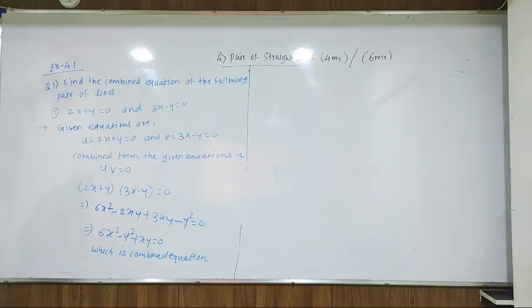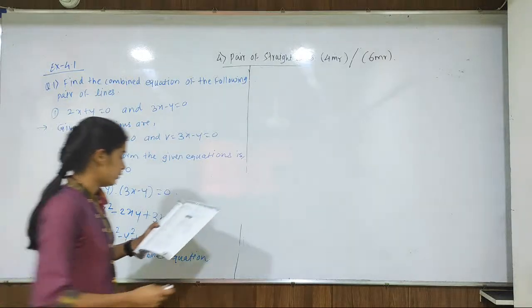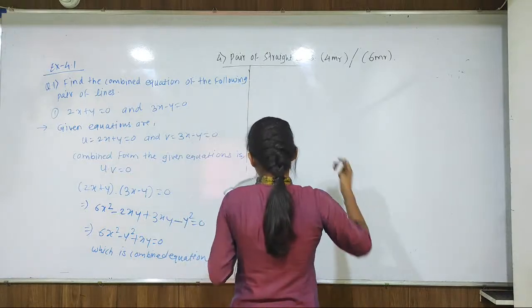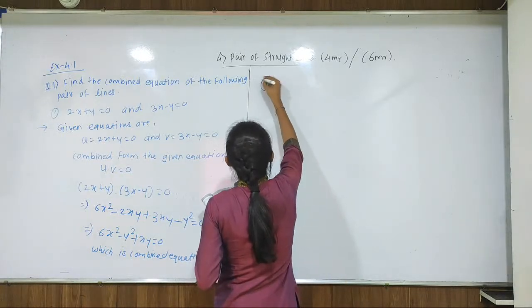Now the second is given. The second is for homework. You have to do the second one for homework. Understood? It is easy, isn't it? The second question is for homework. Now we will see the third one.